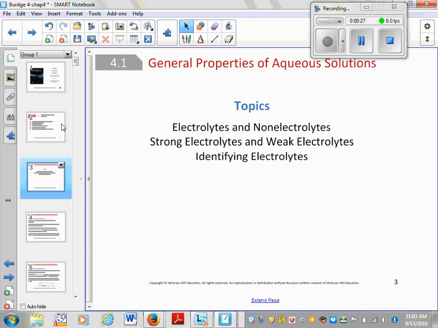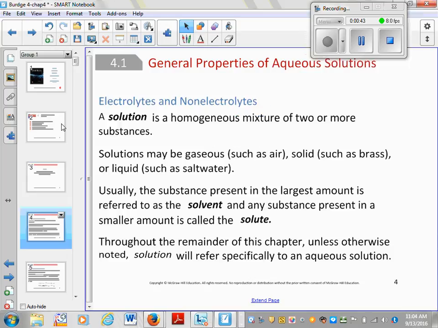So, first topic we're going to talk about is electrolytes and non-electrolytes. Strong electrolytes and weak electrolytes, and how do you identify an electrolyte? So, we're talking about solutions. They're a homogeneous mixture of two or more substances.